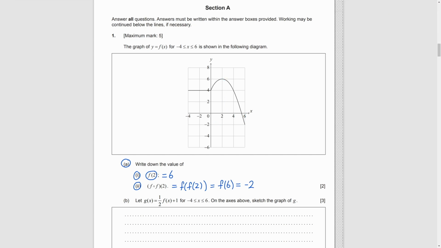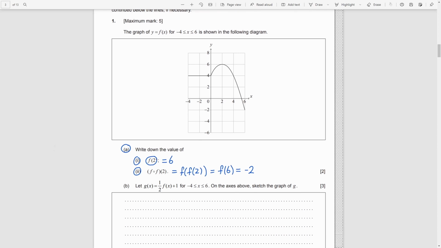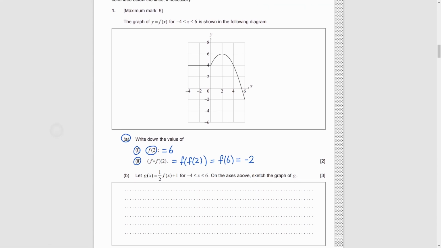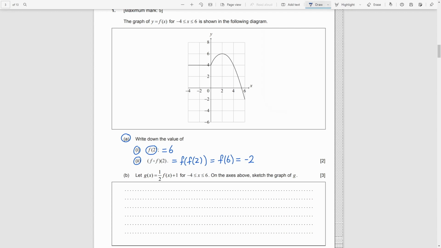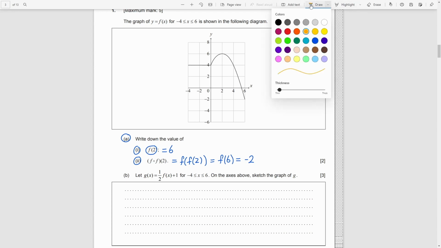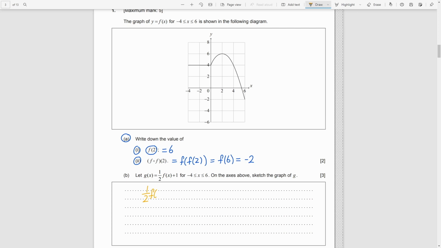And then, in Part B, it gives us another function g which is related to the previous function f. This is a question about transformation of graph. g(x) is equal to half f(x) plus 1, so it consists of two transformations. First, we need to consider half f(x). Since it is a constant multiplying f(x), it is a vertical stretch with a scale factor half.